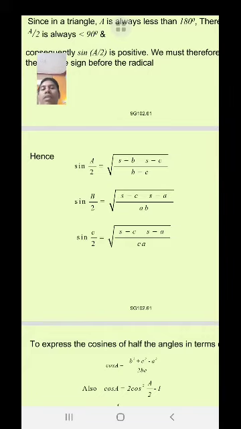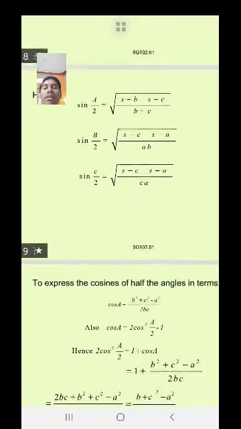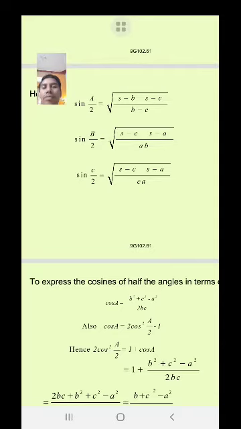So the two factors are in a bracket, and similarly sin B by 2 equals under root of (s minus c) into (s minus a) by ab. Here also brackets are missed, that means not printed, so keep them in a bracket. And similarly sin C by 2 equals under root of (s minus a) into (s minus b) by ca.